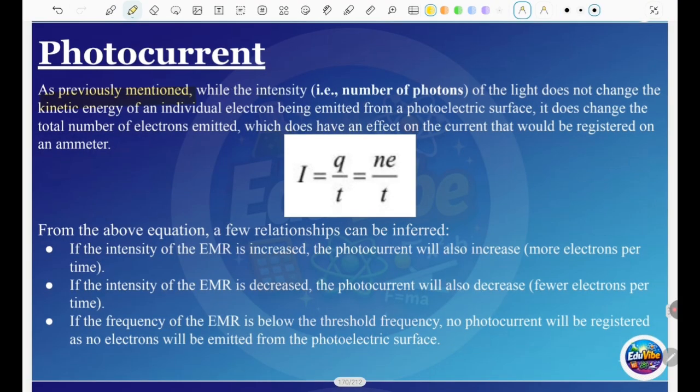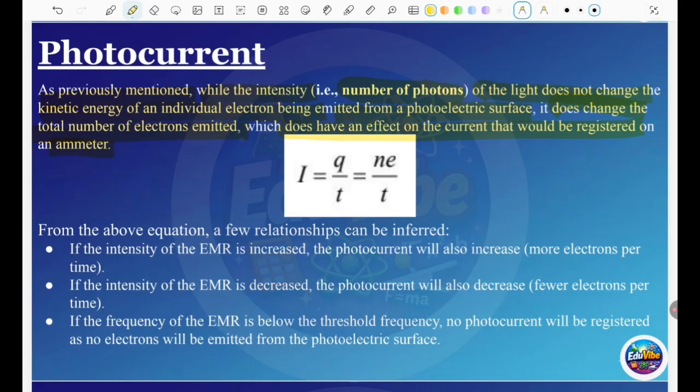As previously mentioned, the intensity, which is the number of photons of the light, does not change the kinetic energy of an individual electron being emitted from the photoelectric surface. But it does change the total number of electrons emitted. So there might be changes in the number of electrons emitted, and thus an effect on the current which is registered on the meter.